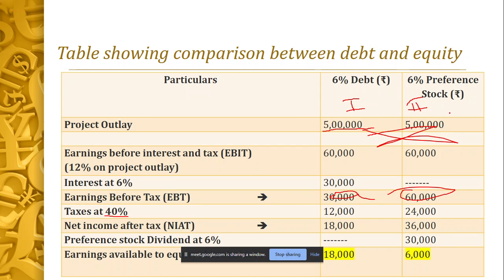Whereas in the second scenario, the company has yet to give the preference dividend, and it would be given at 6%.